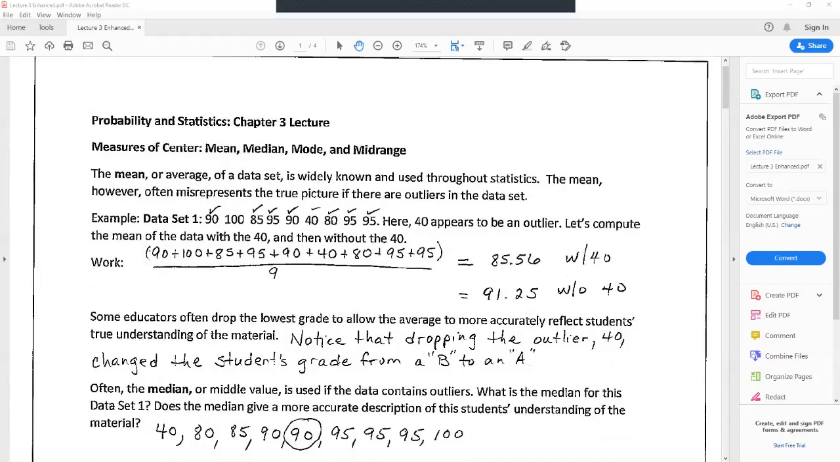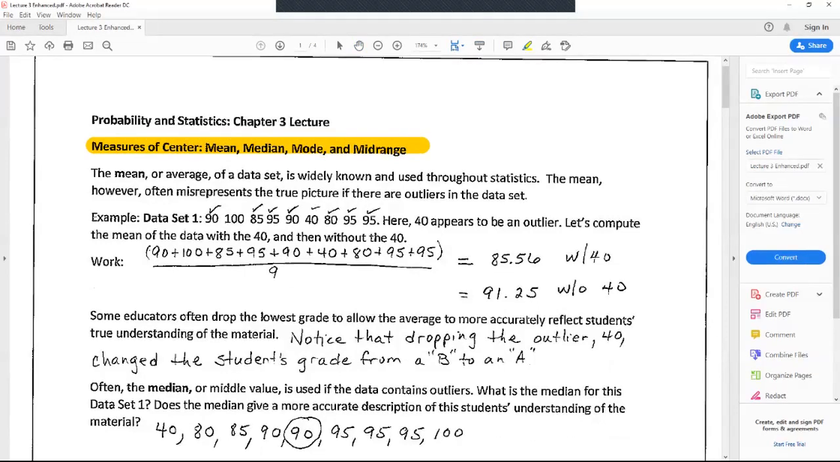All right, so this lesson starts off with a discussion on the centers of measure, and the centers of measure are mean, median, mode, and mid-range. We are not going to really go into mid-range. We're going to focus mainly on mean, median, and mode. So let's jump right in.